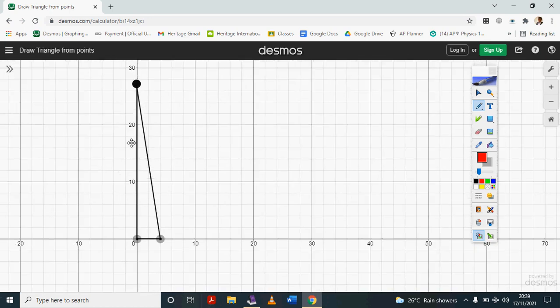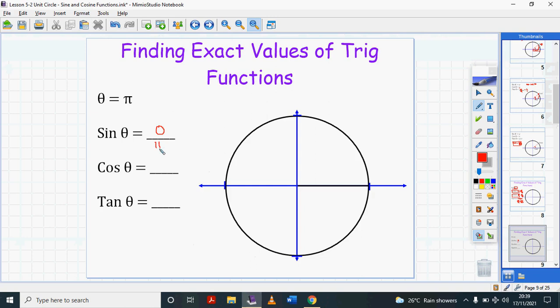When the angle is 180, because 180 is a flat line, you don't have an opposite side, right? The opposite side is 0, and it doesn't matter what the hypotenuse is, but if this is 0, then the sine of 180 is going to be 0, or the sine of pi is 0.